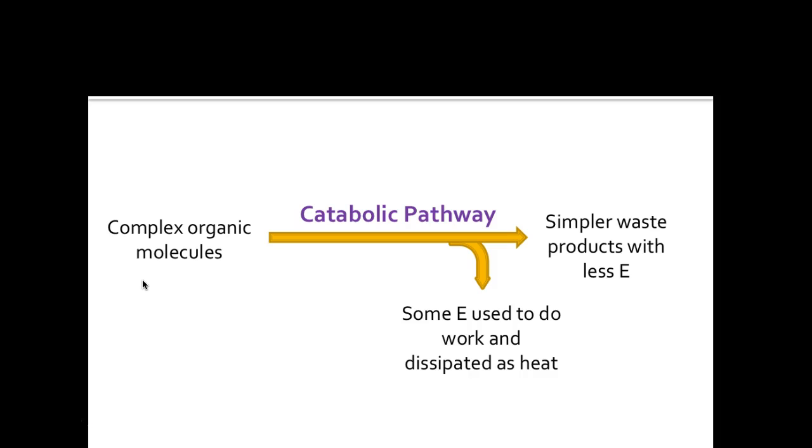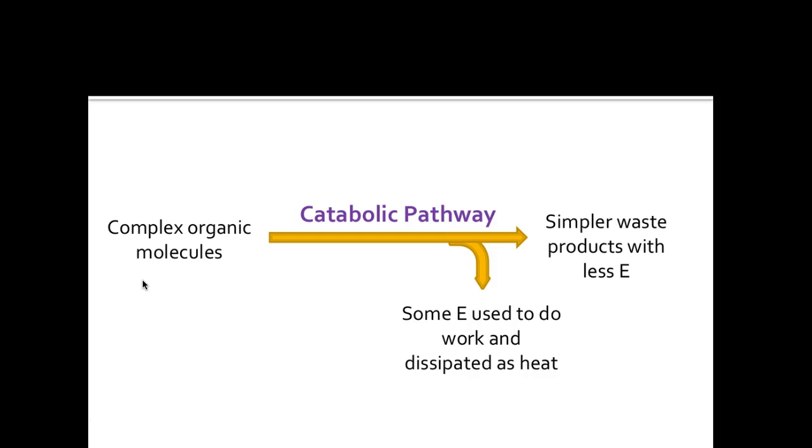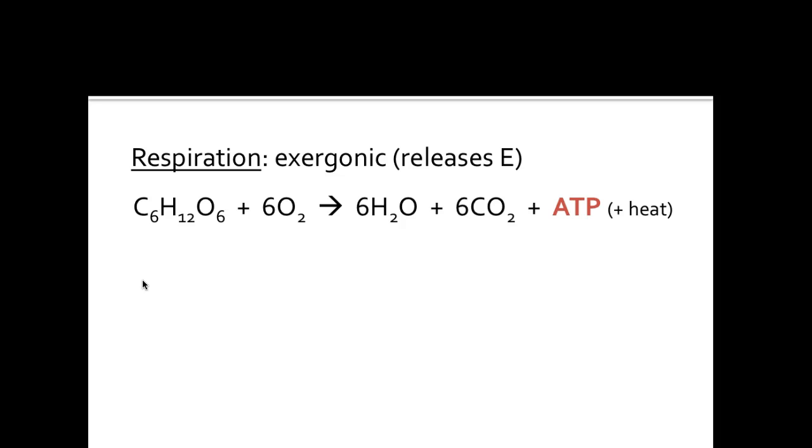So ultimately what we're going to see here is a catabolic pathway. In the catabolic pathway, complex organic molecules are going to be broken down into simpler waste products with less energy. And some of that energy is going to be used to work and dissipate as heat. Ultimately, this is the opposite of what we saw in photosynthesis, which was an anabolic pathway. Because energy is being released in respiration, we call that an exergonic reaction.